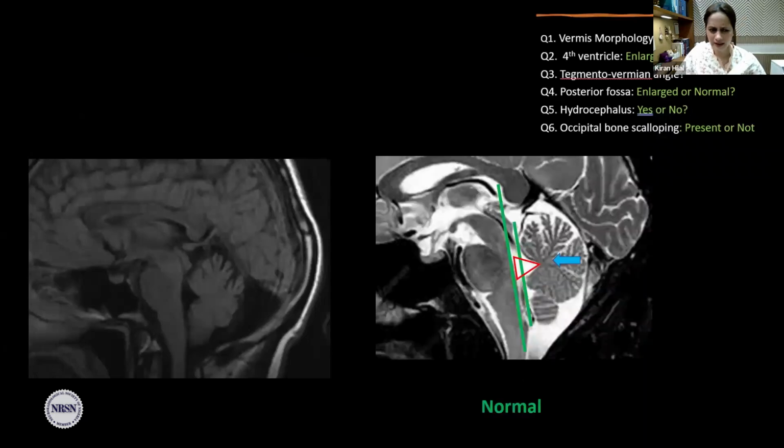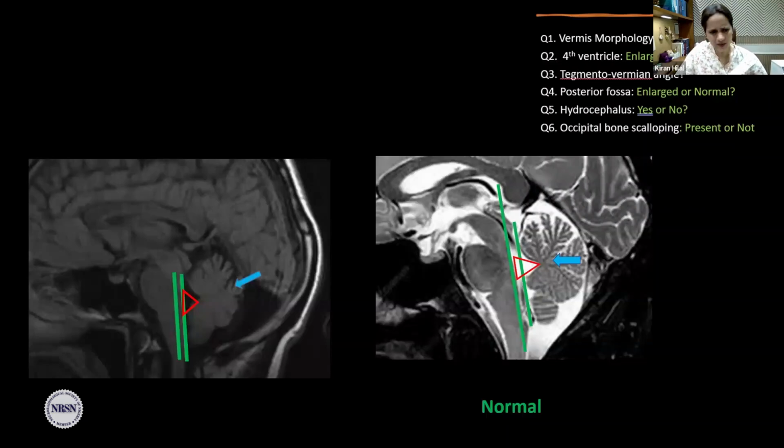How is the vermis? Look at the vermis. The vermis is absolutely looking normal. No problem in the vermis. Look at the fourth ventricle. Absolutely normal-looking fourth ventricle. Look at the tegmentovermian angle. Absolutely 0, almost normal. The posterior fossa is not really enlarged as compared to the normal case. Look at the hydrocephalus. No hydrocephalus is there. Look at the occipital bone scalloping. No scalloping there.